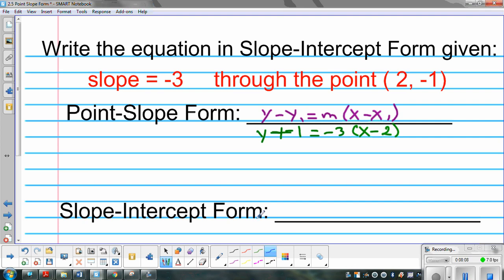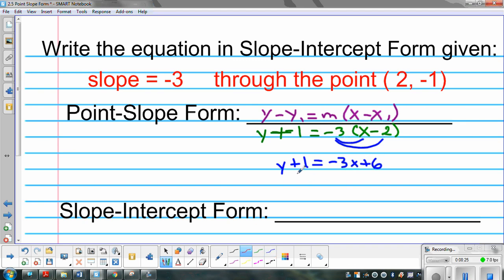If I were to continue now to slope-intercept form, I am going to keep my y plus 1, but over on the right side I'm going to distribute. Negative 3 times x is negative 3x. Negative 3 times negative 2 is a positive 6.